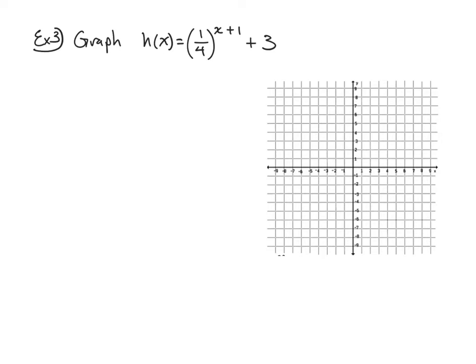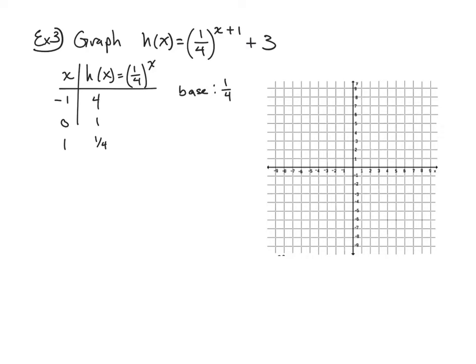Parent table and parent function. So here we go. Parent table will always have -1, 0, and 1 for your x's. The y values, h of x, the parent function, is the base and the exponent. All right. The base here is 1/4, so 0 is always paired up with 1. 1 is always paired up with the base, and the -1 is always paired up with the reciprocal of the base, which in this case is 4. One last thing, again, the horizontal asymptote for any parent function is y equals 0.